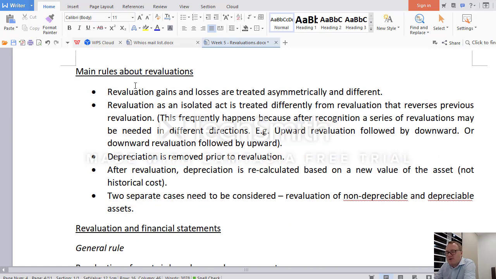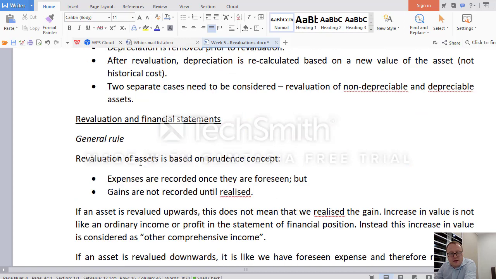Revaluation gains and revaluation losses are treated asymmetrically and differently. Why so? Because in accounting we need to be prudent. I think I mentioned it somewhere here. Expenses are recorded once they are foreseen. Gains are not recorded until realized.